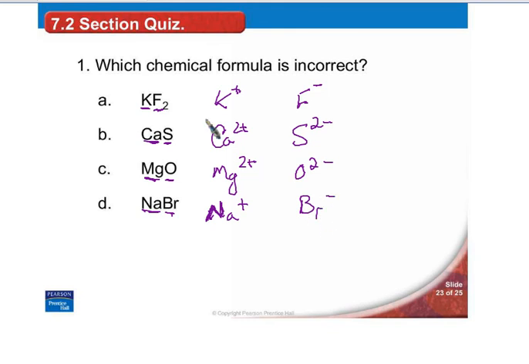Which one of these then is incorrect? Which one of them has more of one charge than another? Because this KF2 means that there's 2 fluorines over here. Well, calcium has a +2 charge and sulfur has a 2- charge, so those 2 balance. Magnesium has a +2 and oxygen has a -2, so those 2 balance. Sodium has a +1 and bromine has a -1, those 2 balance. So all of those are actually correct formulas, leaving us with the potassium fluoride, which is an incorrect formula. So that's how you do that one. Let's take a look at the next one.